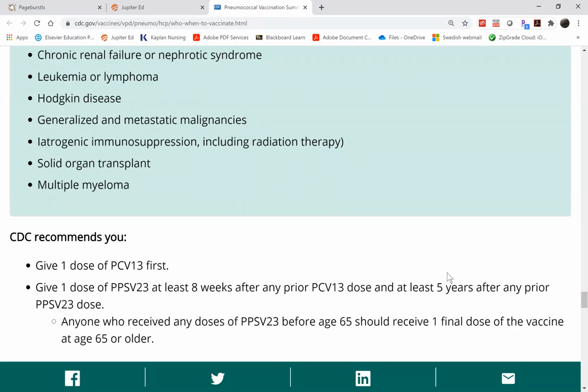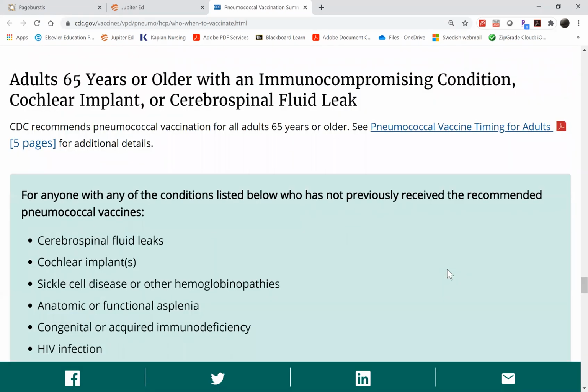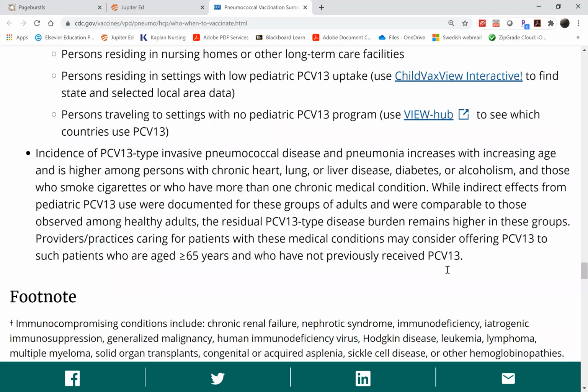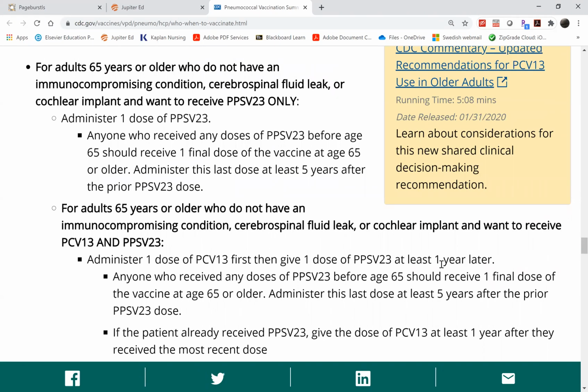So if a patient is 65 years old, right here, if you're just 65, you don't have any of these conditions. Otherwise healthy, you're a healthy 65-year-old patient. You're not diabetic. You're not a smoker. You don't have any HIV. You have no CSF leak, no cochlear implant, nothing. You are very healthy. Your only problem is you got old. You turned 65. So now you have a risk for pneumonia. So the recommendation is if you've never received a 13 at all, then you will receive 1.